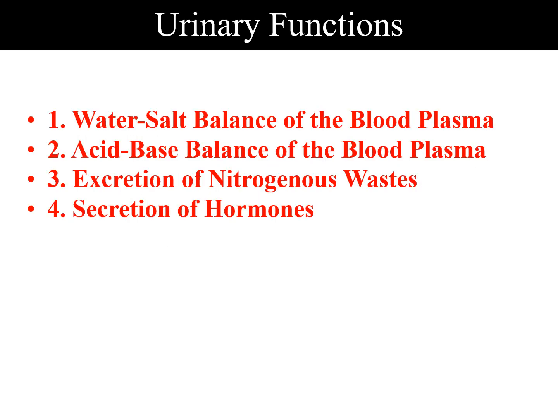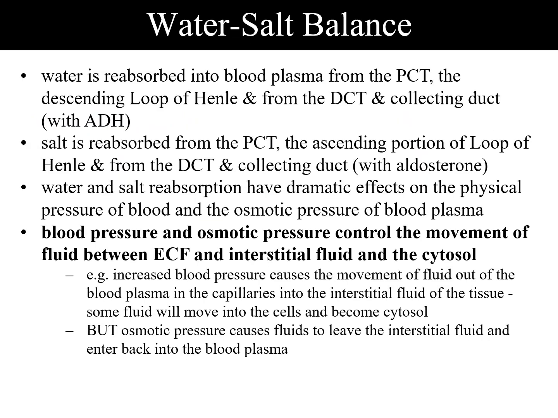Our excretory system, or urinary system, has 4 functions. The first function is maintenance of water-salt balance of our blood plasma. The second function is the maintenance of acid-base balance of our blood plasma. The third function is the excretion of nitrogenous wastes. And the fourth function is the secretion of hormones. Let's start off with maintenance of water-salt balance in our blood plasma.